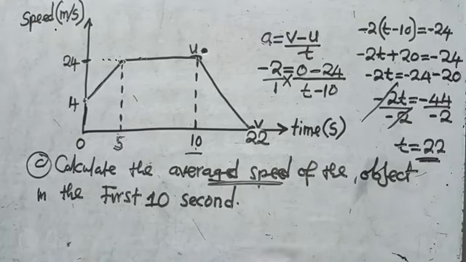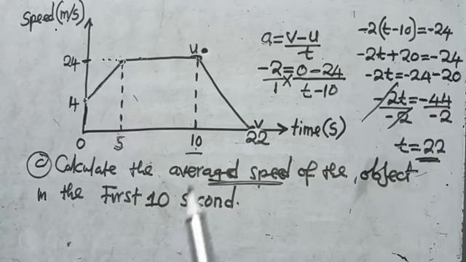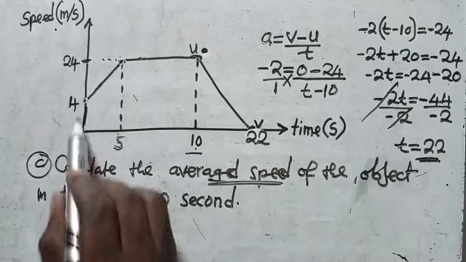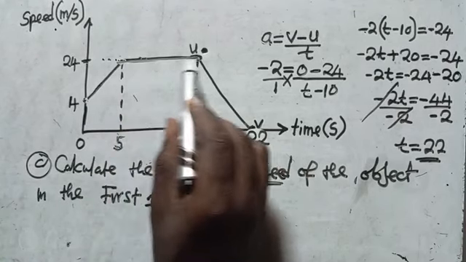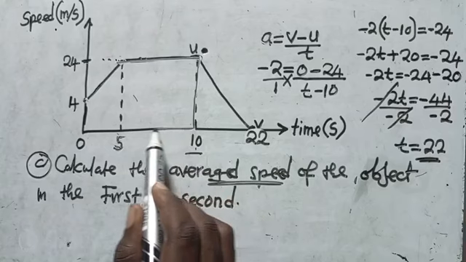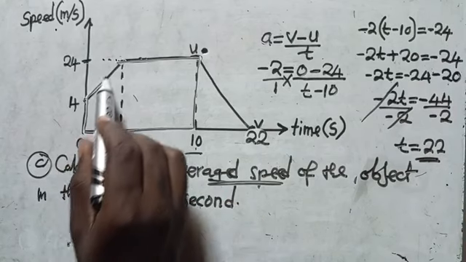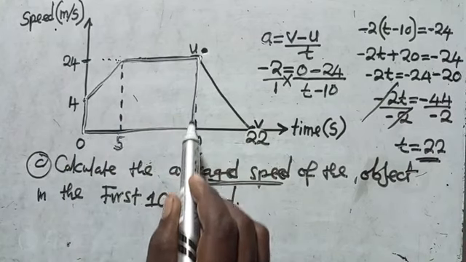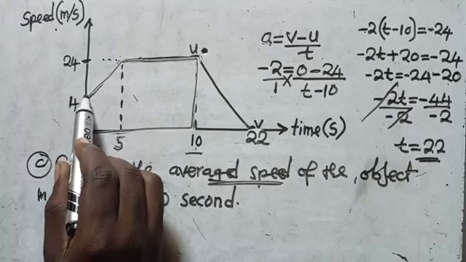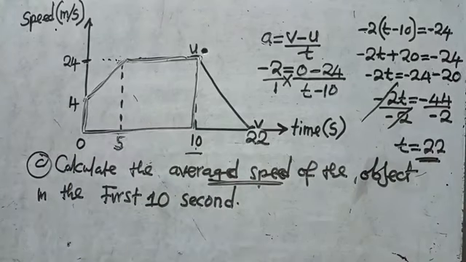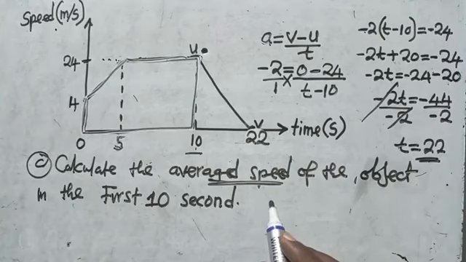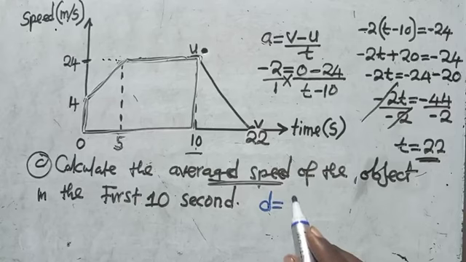In the first 10 seconds, this is the shape that we are having. This part here is what we are having in the first 10 seconds. We know and understand that that shape is a trapezium. So the formula we are going to use is the formula for a trapezium.